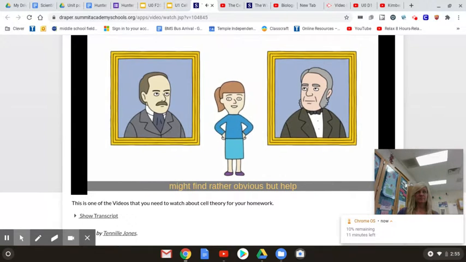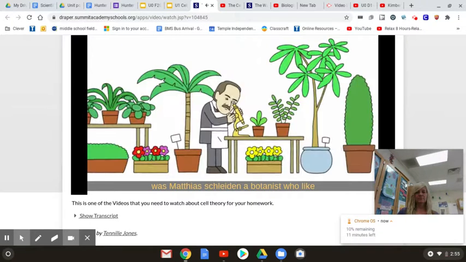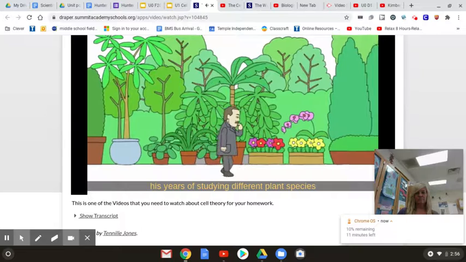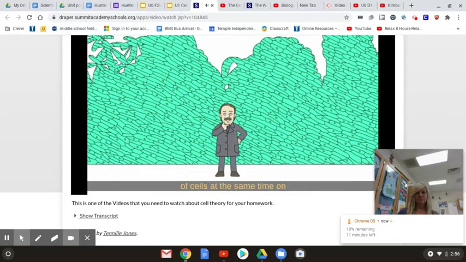Fast forward to the 1800s, where two German scientists discovered something that today we might find rather obvious, but helped tie together what we now know as the cell theory. The first scientist was Matthias Schleiden, a botanist who liked to study plants under a microscope. From his years of studying different plant species, it finally dawned on him that every single plant he had looked at were all made of cells.